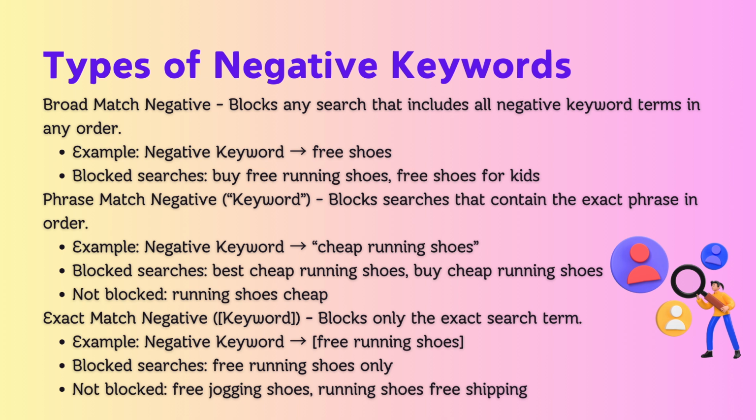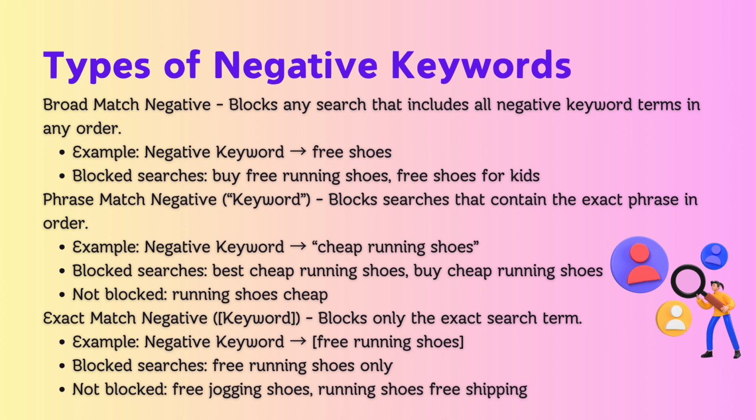One is broad match negative. It blocks any search that includes all negative keyword terms in any order. Like if we give the negative keyword as free shoes, it blocks searches for free running shoes, free shoes for kids. So say I'm running an ad for Tata Click and we do not offer any free items.